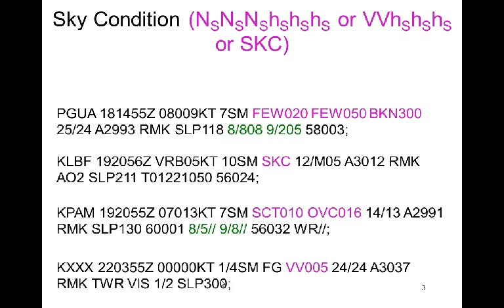And then finally, KXXX, we see that with quarter statute mile visibility, as a result of fog, we have a vertical visibility, as coded by VV, of 500 feet. The vertical visibility in this case is the ceiling.